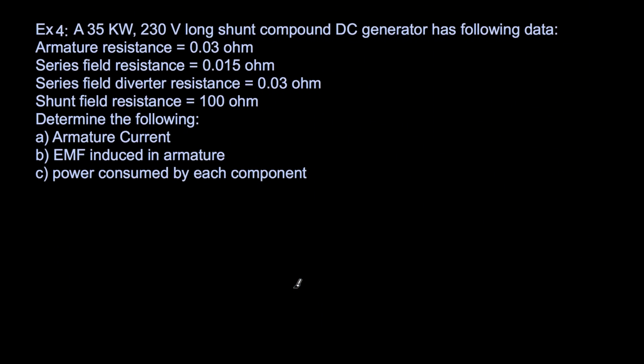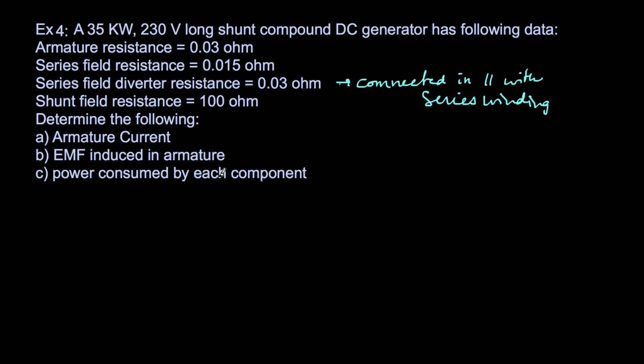Again, there is a question given in front of you. Here some new thing is there, that is the series field diverter. This is the resistance which is connected in parallel with the series winding. This will slightly reduce the current in the series field winding. Apart from that, the rest of the question is the same.